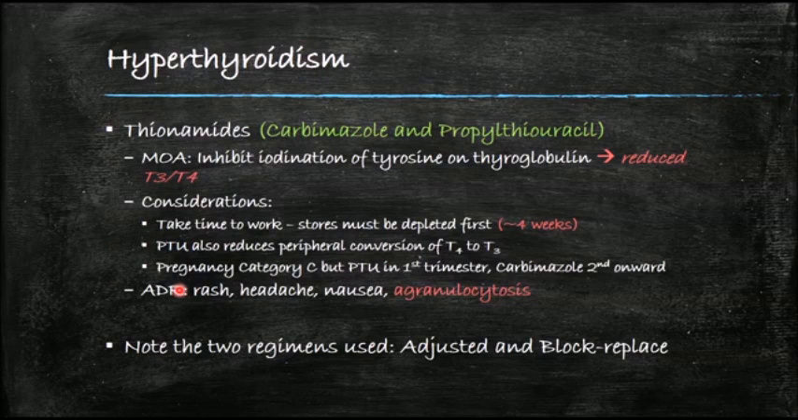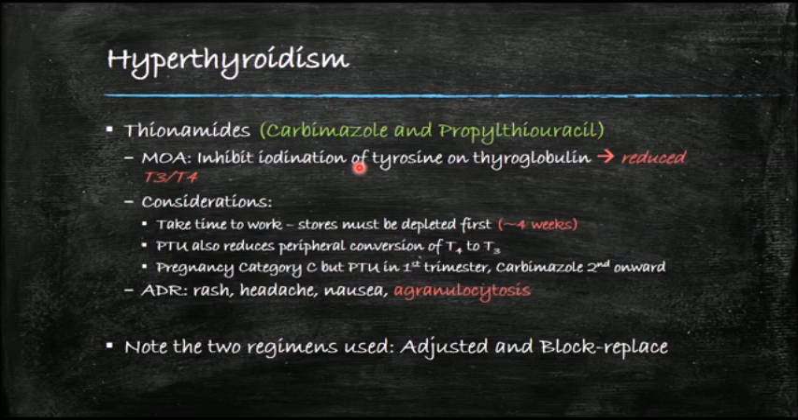So for hyperthyroidism, your thionamides, carbimazole and propylthiouracil, inhibit the iodination of thyroglobulin. So you're not able to produce T3 and T4 anymore. However, like we've said, they take a long time to work. And in the time that you're waiting for them to work, you need to give them symptomatic treatment, such as a beta blocker. PTU works a little bit better in that it reduces your peripheral conversion. So PTU is actually working at two separate stages of the process. Both of them are category C drugs, which means they're not ideal in pregnancy.